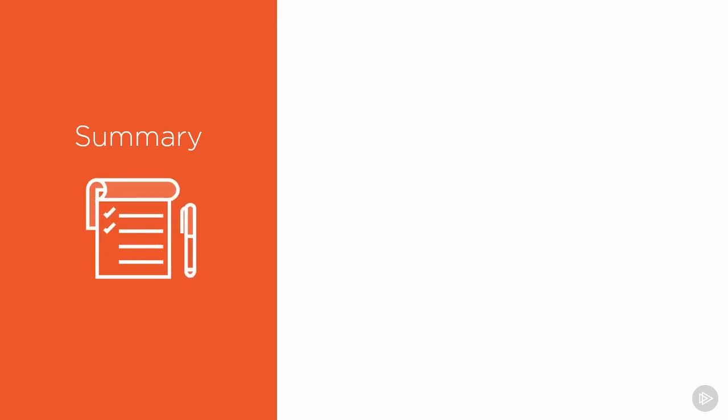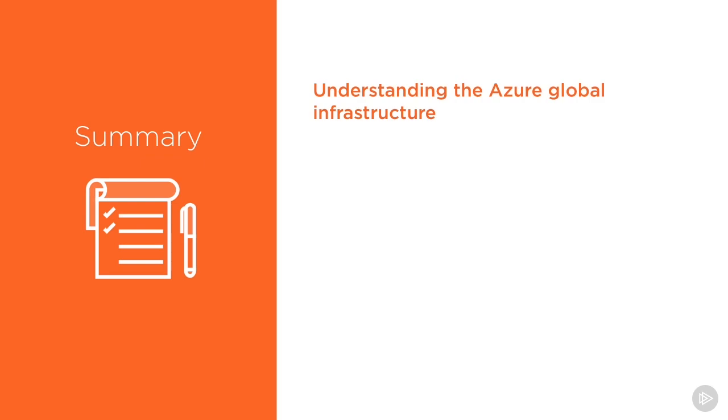Let's go and do a quick recap and cover some of the important points that we talked about throughout this module. So first of all, we talked about understanding the Azure global infrastructure. We took a look at the different regions and the capabilities within those regions and how to look those up. So remember that as you're deploying your resources in Azure, you'll need to scope those to a particular region.